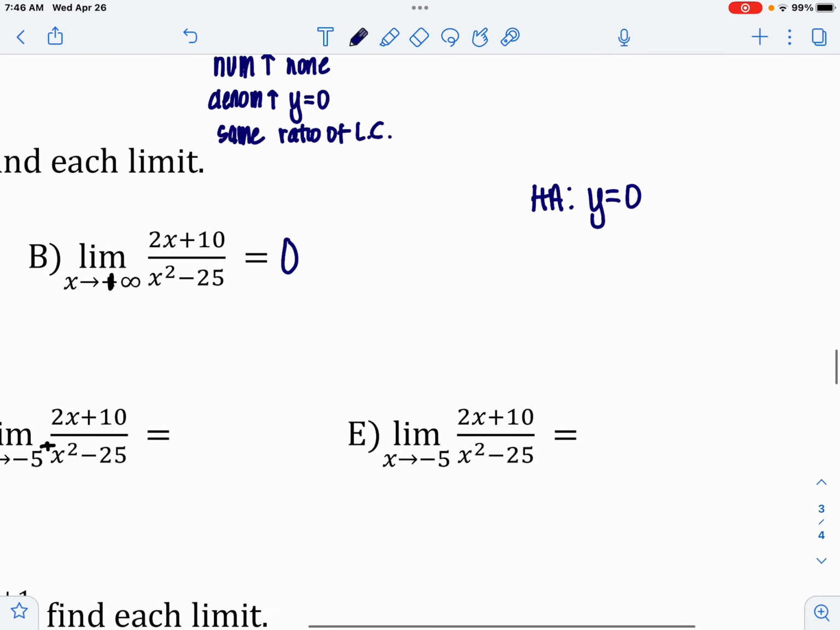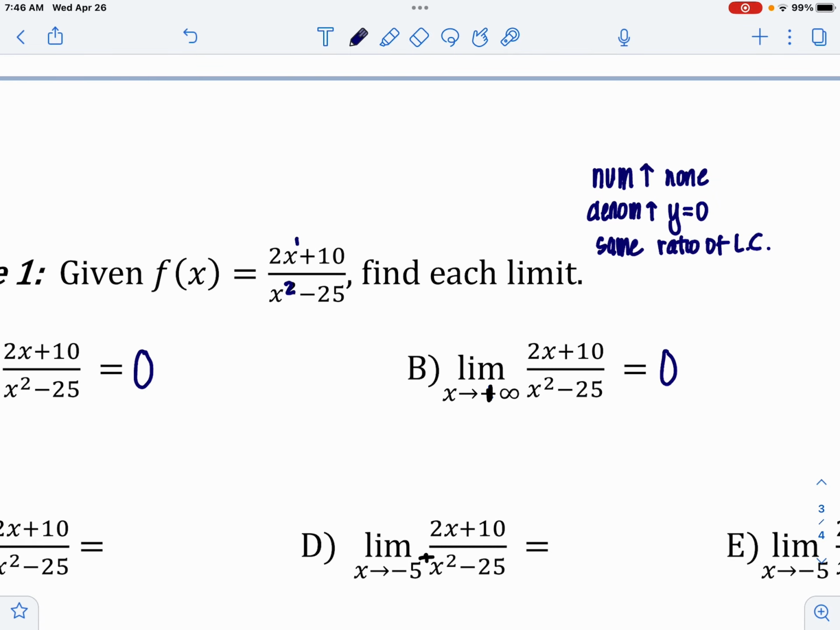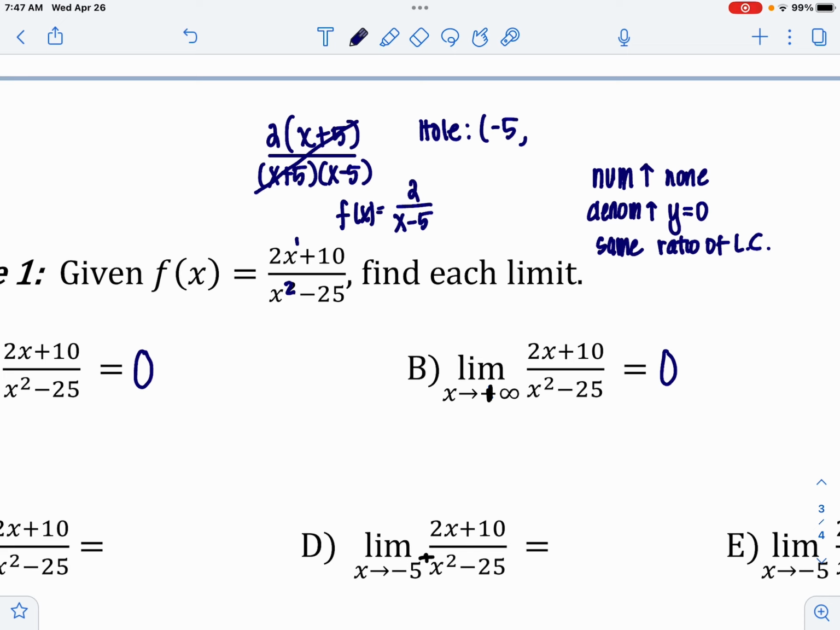We need to simplify that function in order to find the holes. So I'm going to factor it. So 2 times x plus 5 over x plus 5 times x minus 5. There is a hole in the graph. The hole in the graph is at -5 comma, and then I'm going to write my new function, which is 2 over x minus 5. So I'm going to plug -5 in there, and I get 2 over -10, which is -1/5. And then for my vertical asymptote, I set my new denominator equal to 0, and I get x equals 5.